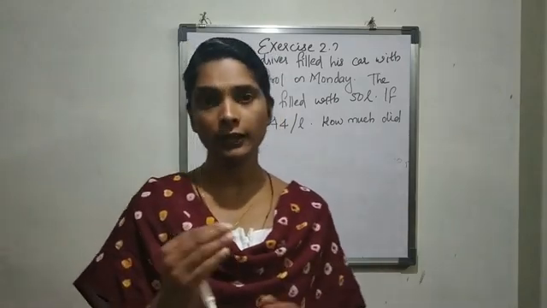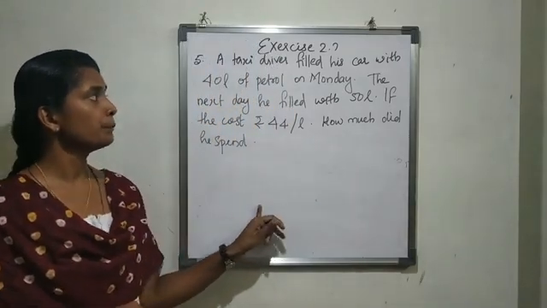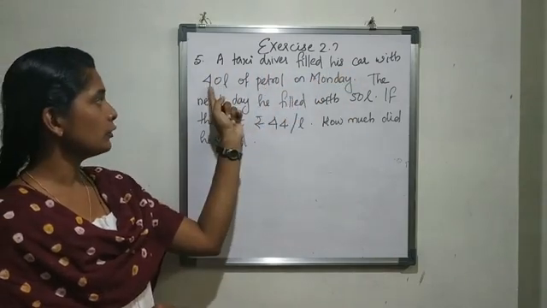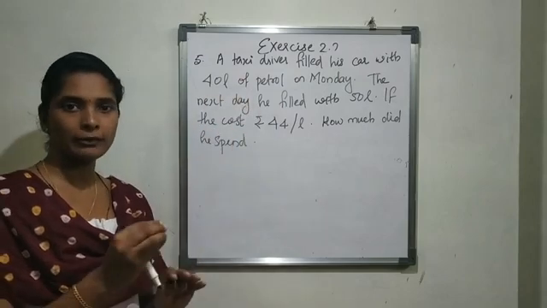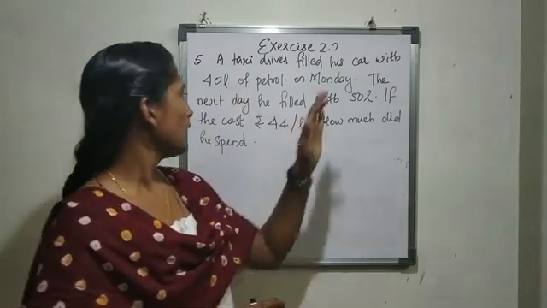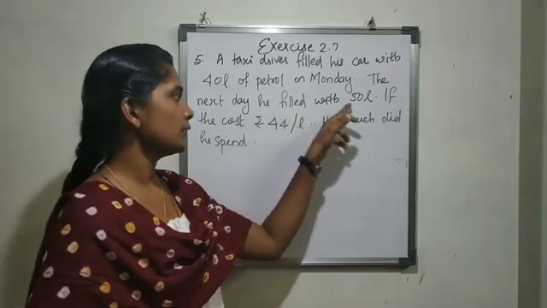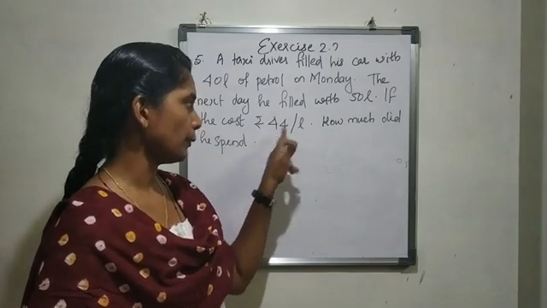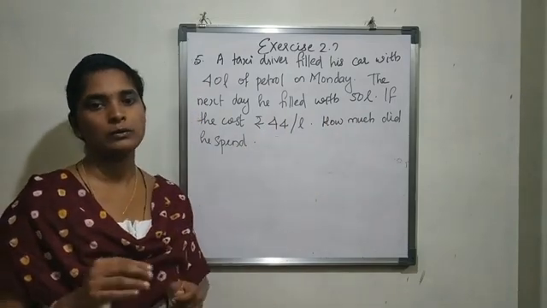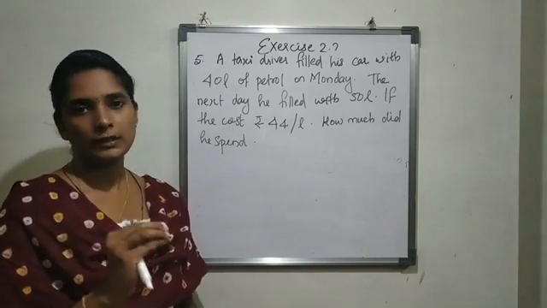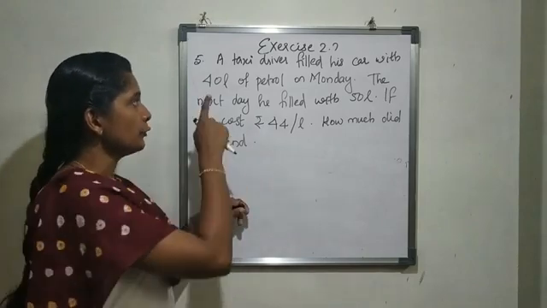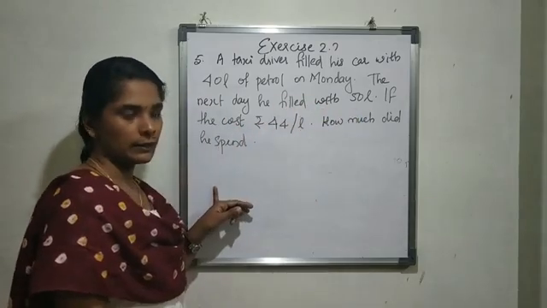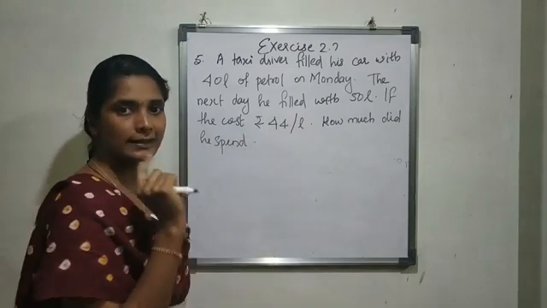Now we are solving some word problems from exercise 2.2. Here the question is, a taxi driver filled his car petrol tank with 40 litre of petrol on Monday, and the next day, that means on Tuesday, he filled it with 50 litre of petrol. If the cost of 1 litre is 44, then how much did he spend in all? On Monday he filled 40 litre, and on Tuesday he filled 50 litre. And the cost of petrol per litre is 44.